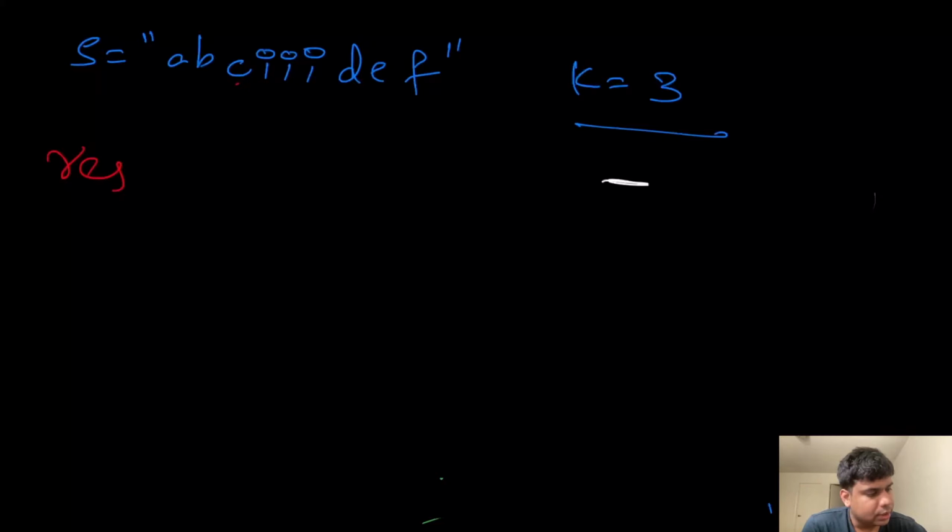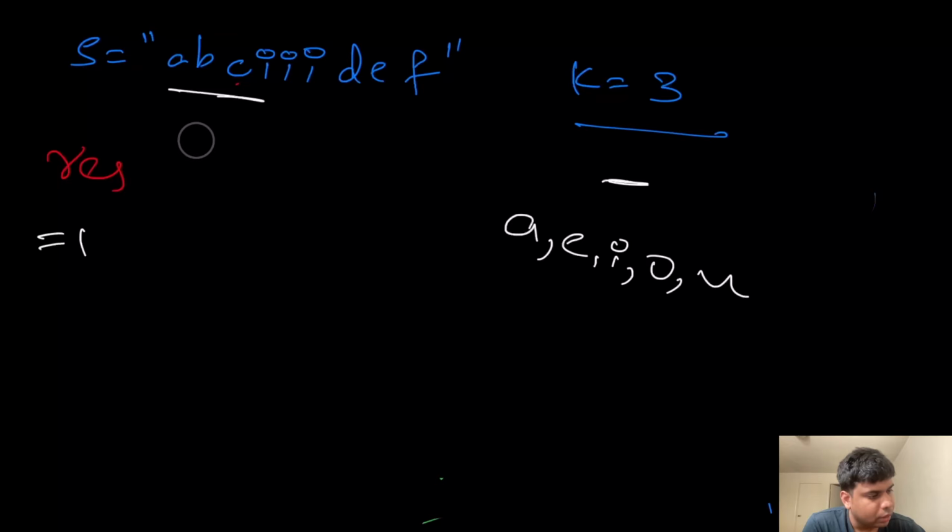So basically consider this ABC. How many vowels are there? Vowels are A, E, I, O, U. In this case, A is the only vowel. So currently only one, so res is equal to 1. And then keep moving. BCI. I is the only vowel, so res won't get updated. Then CII. So basically there are two I's.